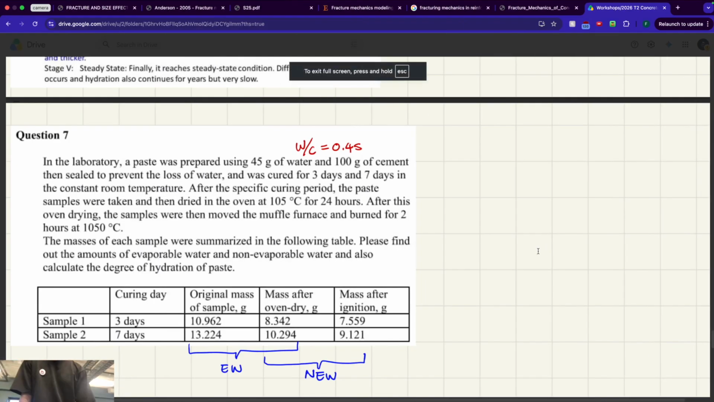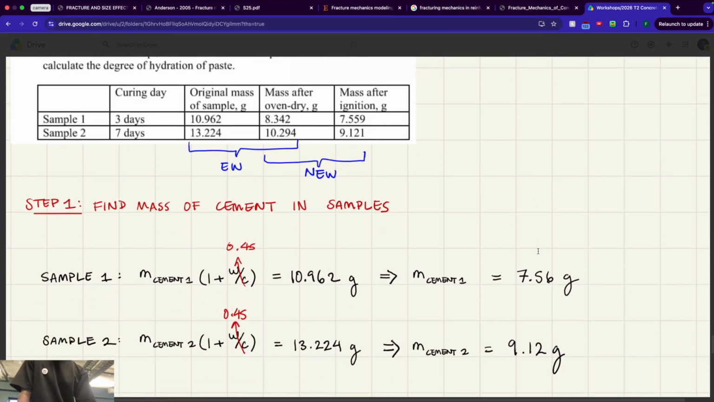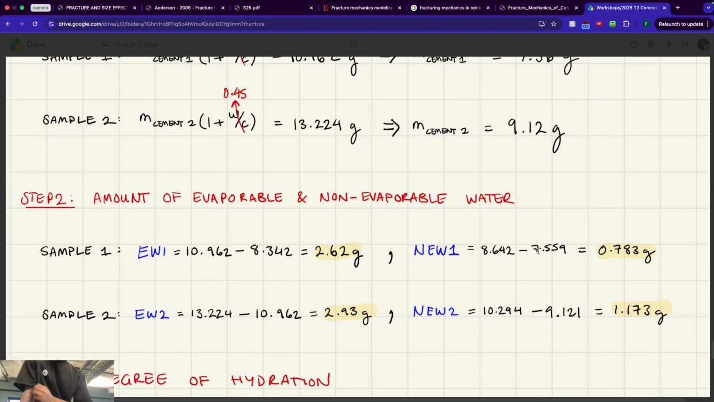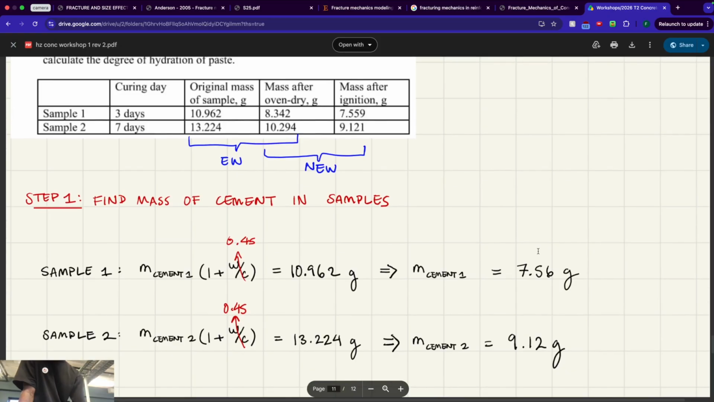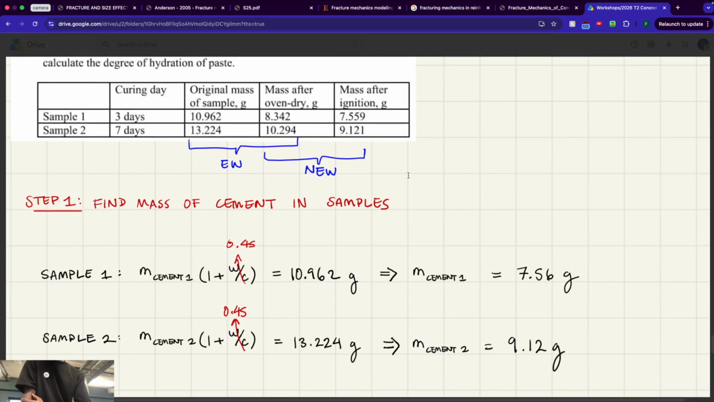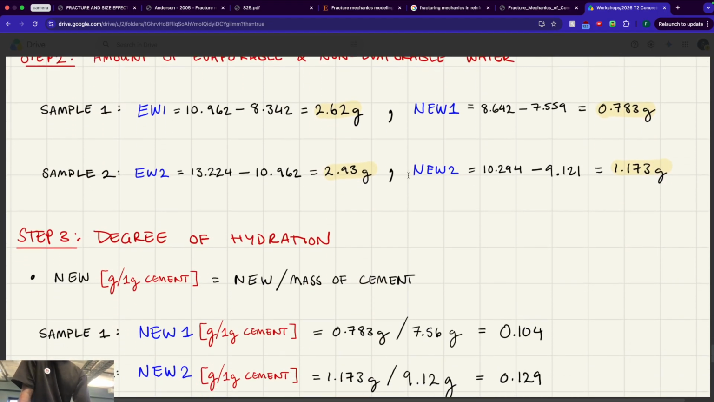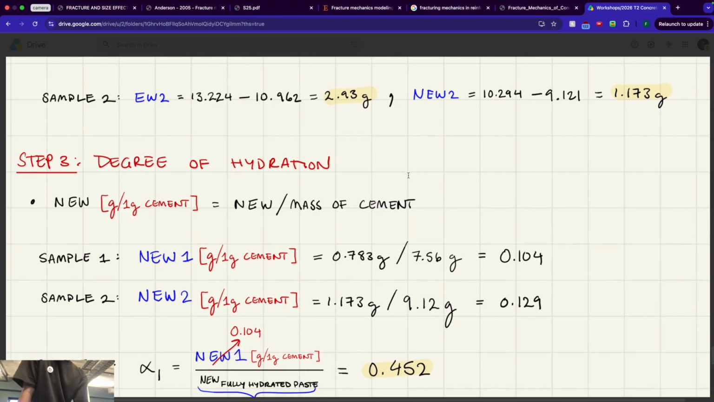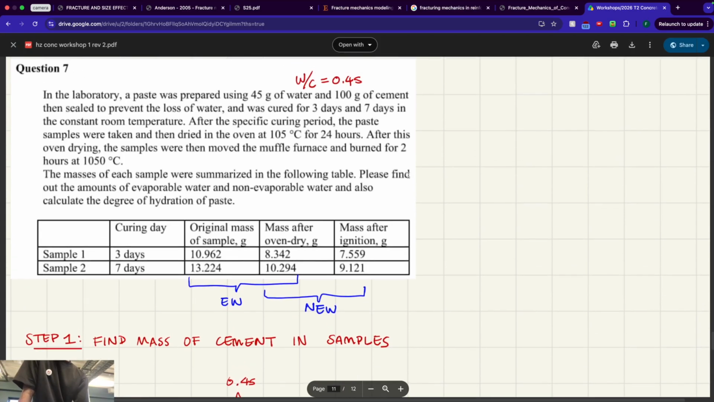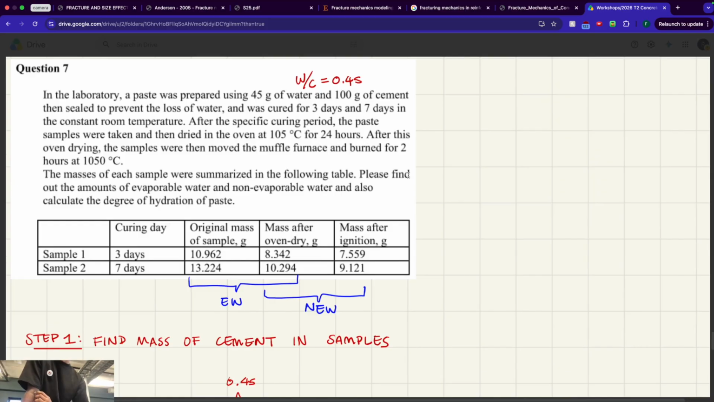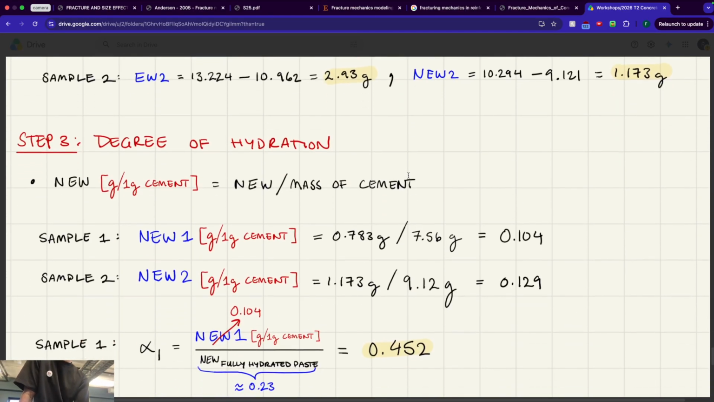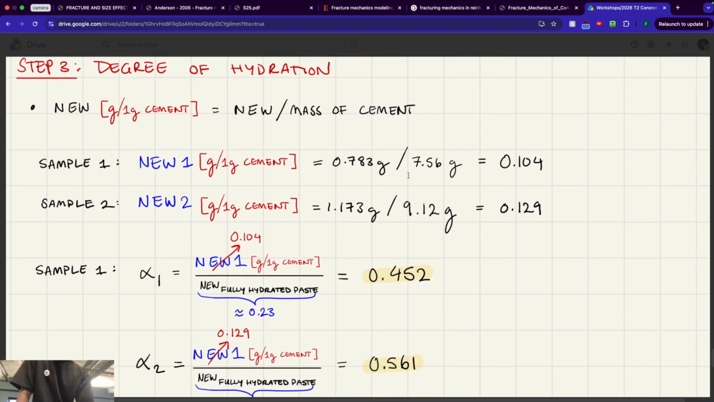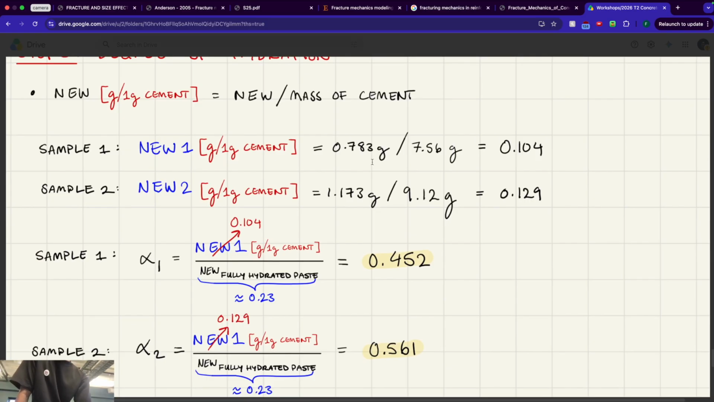Alright, cool. Continuing on real quick. I'll finish this off. So find the mass of cement in the samples. I showed you guys. Step 2, find the amount of evaporable water. So just minusing our samples. Non-evaporable water, as I said earlier, is mass after oven dry minus mass after ignition. You get that done. And then your degree of hydration is just, what's our optimal? Wait, they've told us the optimal. Okay, they haven't told us, so we can just use 0.23, I'm pretty sure. Yeah, here it is. So for sample 1, our non-evaporable water ratio per gram of cement is 0.104, sorry. And then for sample 2, 0.129, then you just divide by 0.23 and you get your answer.